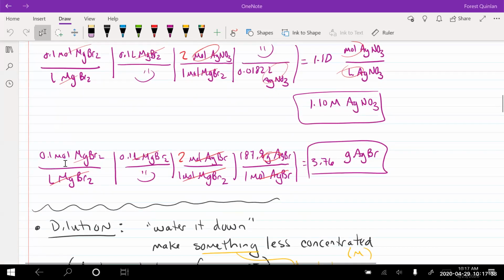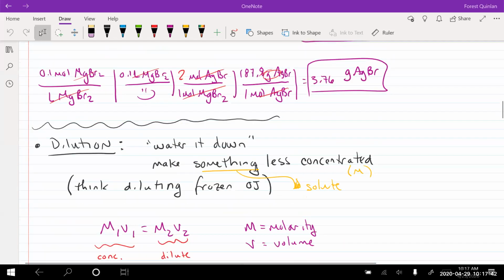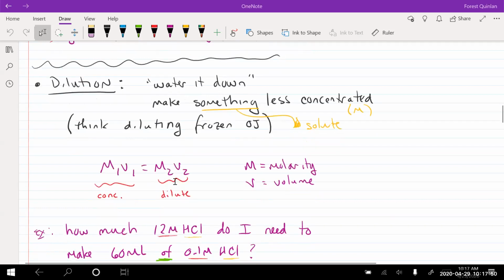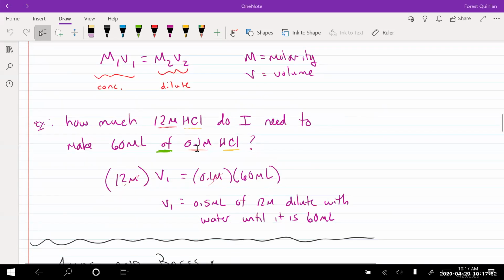So the other one, I went from molarity to mass, and we'll do a few more of those too. I talked about dilution, watering it down. Essentially, that's going from one concentration to another. Really simple math. So I only did one example there. It really is just divide something out.